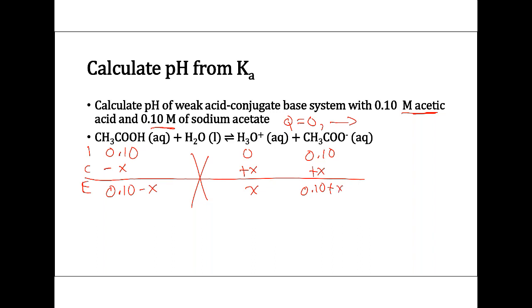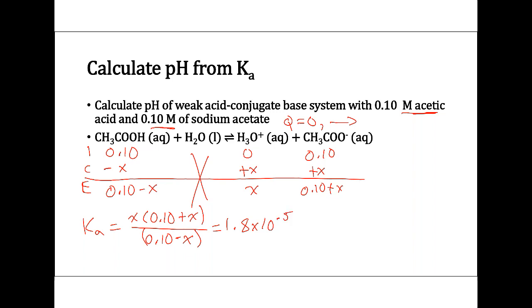Okay, so if we write our expression for Ka, Ka is going to be equal to products over reactants. So we'll have X times 0.10 plus X, all over 0.10 minus X. Okay, and then we know that Ka for acetic acid is equal to 1.8 times 10 to the negative fifth.